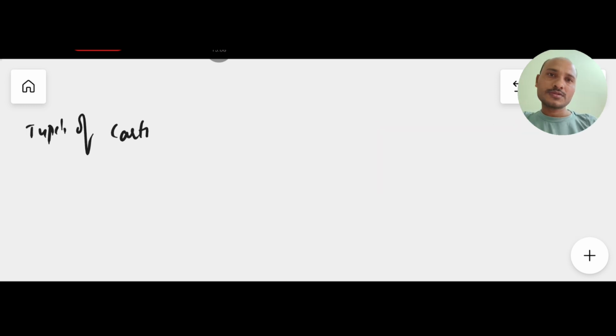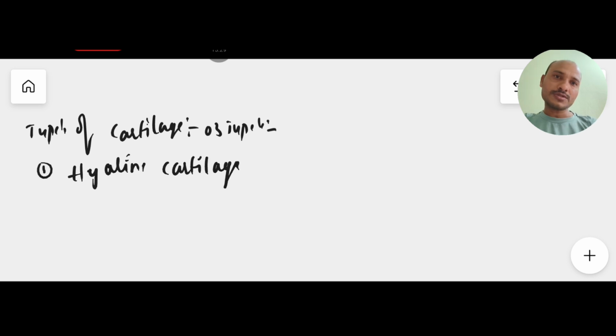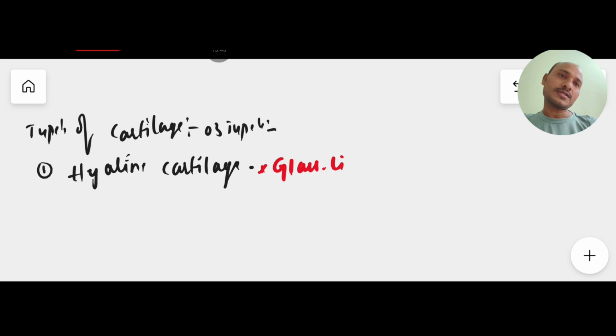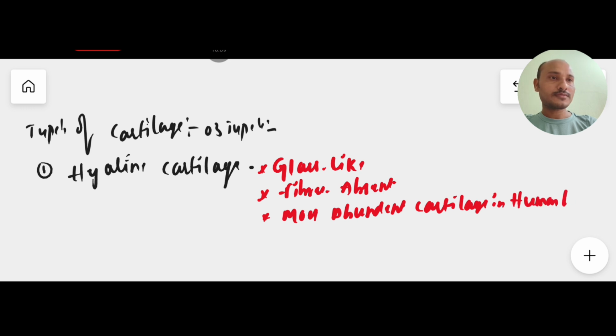Now, types of cartilage. Generally there are three types, and we'll look at each one in detail. First one, hyaline cartilage. The important key characteristics of this cartilage: it is glass-like, fibers are absent, and it is the most abundant cartilage in the human body. And one more important thing, the location of this cartilage in the human body.